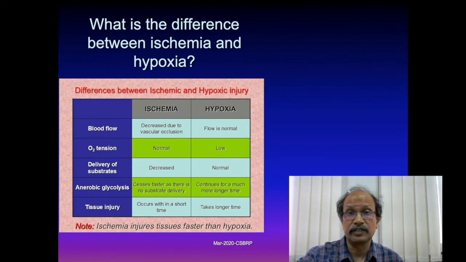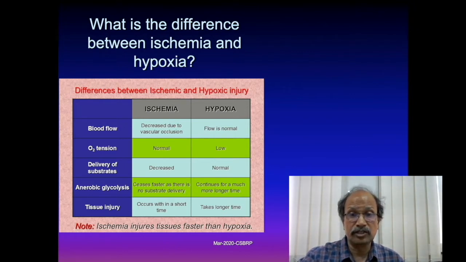So, the difference between ischemia and hypoxia. Note the oxygen tension and delivery of substrates in this table. Oxygen tension is normal in an ischemic area, whereas in hypoxia it is low, and delivery of substances is decreased in ischemia, whereas delivery of substances is maintained in hypoxia. It is due to the normal patency or normal diameter that is maintained in the hypoxic area.